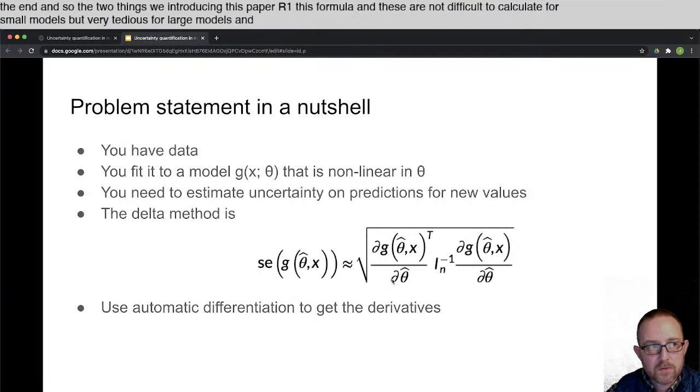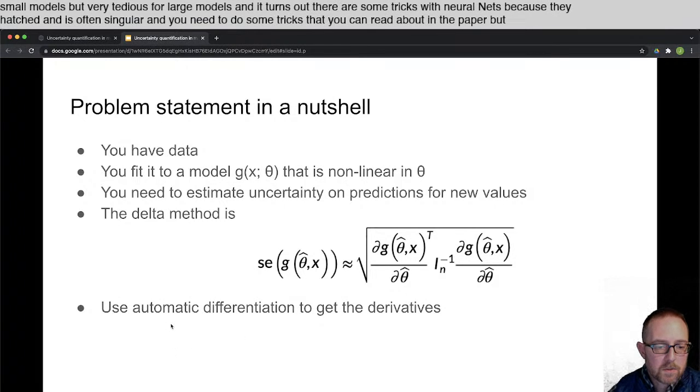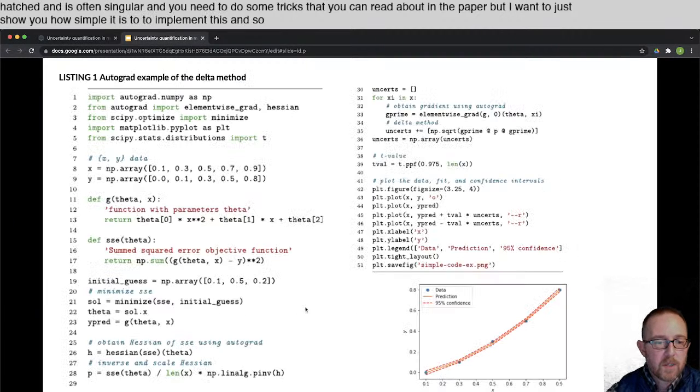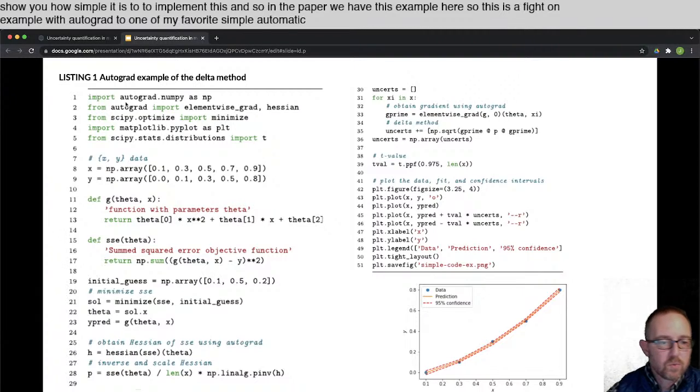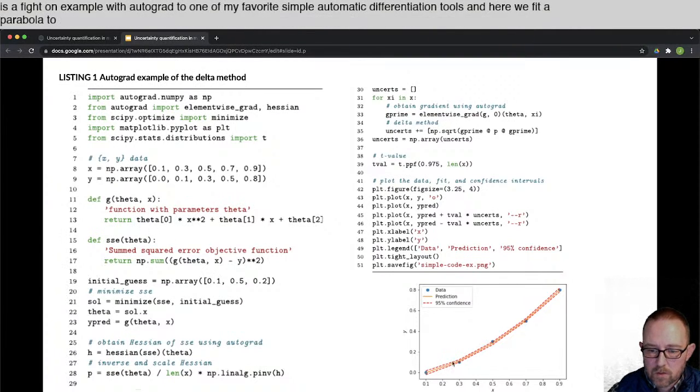It turns out there are some tricks with neural nets because the Hessian is often singular, and you need to do some tricks that you can read about in the paper. But I want to just show you how simple it is to implement this. In the paper, we have this example here. This is a Python example with AutoGrad, one of my favorite simple automatic differentiation tools. Here we fit a parabola to this data over here on the right.